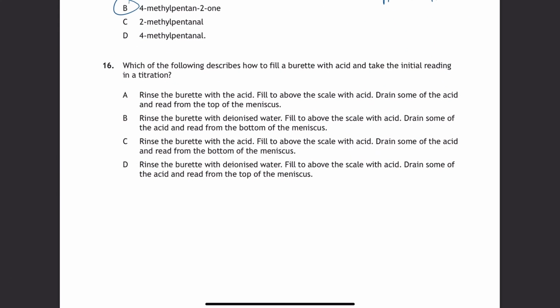So this one's on the practical aspects of titrations. To properly fill a burette, you would rinse the burette through with whatever you're going to put in it, the standard solution, which in this case will probably be the acid. You would then fill to above the 0 line with the acid, drain some of it, and then take the reading from the bottom of the meniscus. So we're not rinsing with water, we're rinsing with the acid, but we're reading from the bottom of the meniscus, not the top.